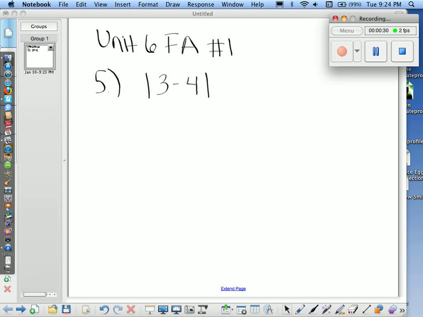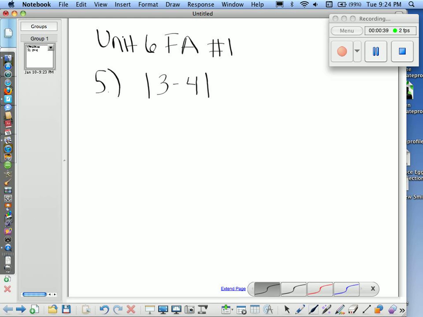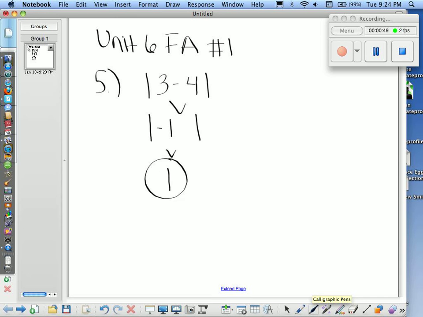So the first one was number 5, the absolute value of 3 minus 4. To do this, you first need to simplify inside the absolute value signs. And then you're going to take the absolute value of it to get 1. Right. Number 6.